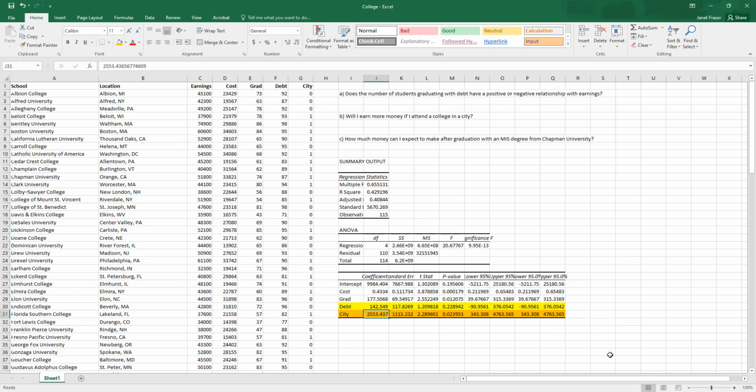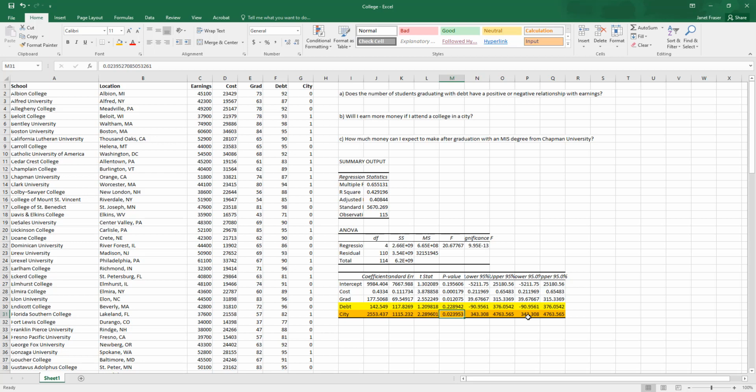And in this case, we see that we have a coefficient of 2,553.437. So that's a positive relationship, and this suggests that if you attend college in a city, there is a premium of about $2,500 in terms of your earnings. And we do find by evaluating the p-value that this is actually pretty significant if we're assuming alpha of 0.05. So we're 95% confident or better that this positive relationship is significant. So that's interesting to note.